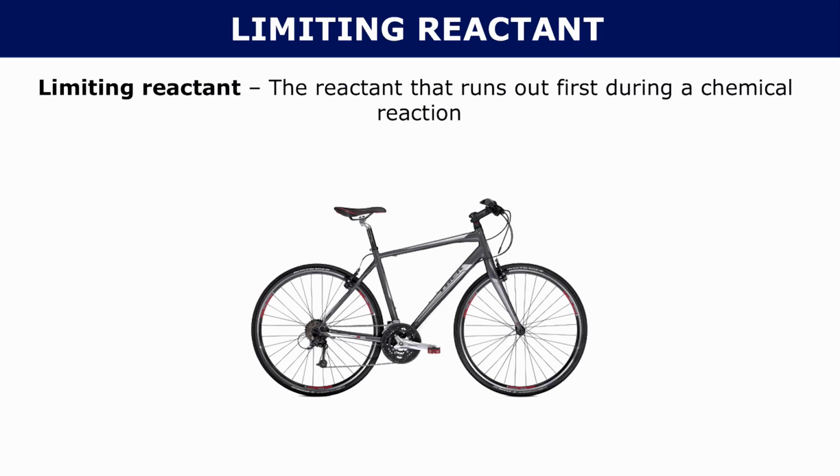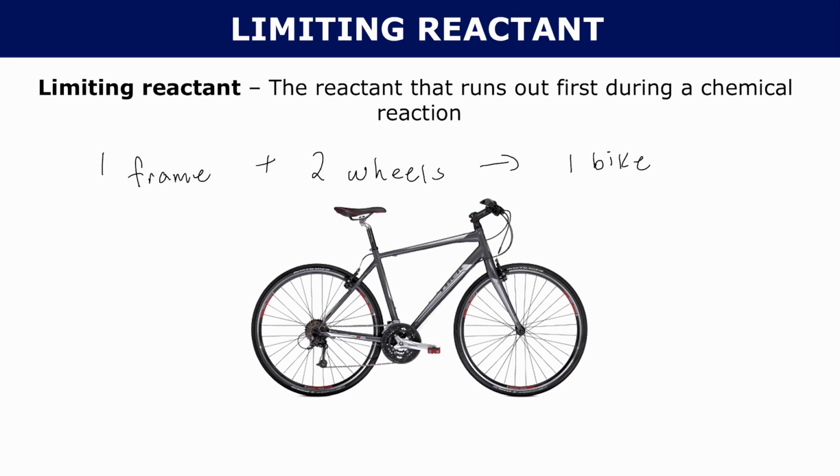So for a bike, you're going to need a lot of things, but you're going to need a frame and two wheels. So one frame plus two wheels is going to result in one bike. Now, in this case, the frames and the wheels are the reactants and the bike is the product.